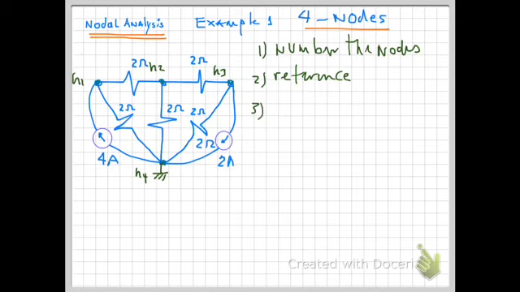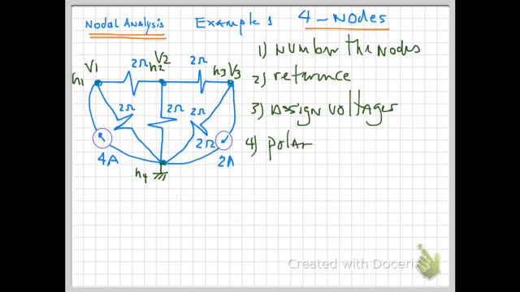Then the third step is to assign voltages to the nodes. So we have node 1, voltage V sub 1, node 2, voltage V sub 2, node 3, voltage V sub 3. No voltage is on the reference node. And the fourth step is to assign the polarities. The reference node has a negative polarity, and each of these voltages with reference to the ground will be positive. So positive V sub 1, positive V sub 2, positive V sub 3.